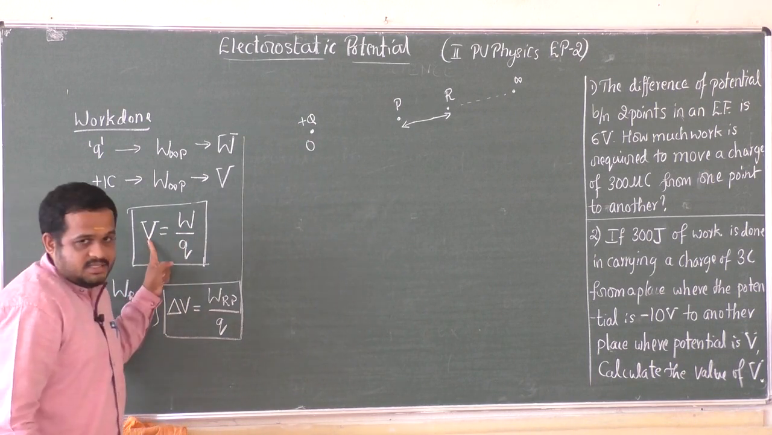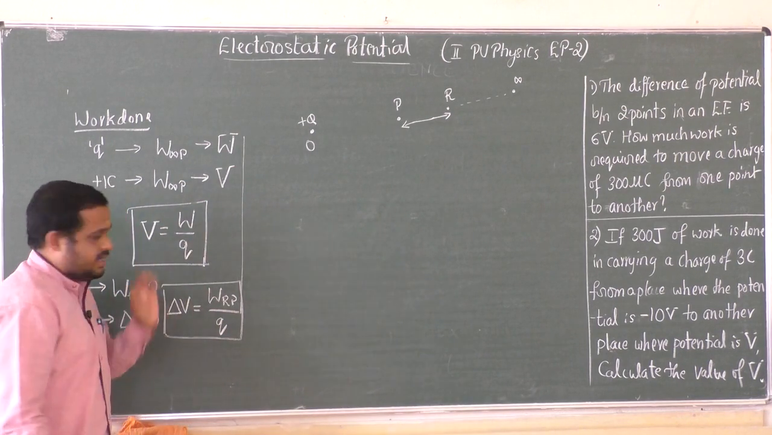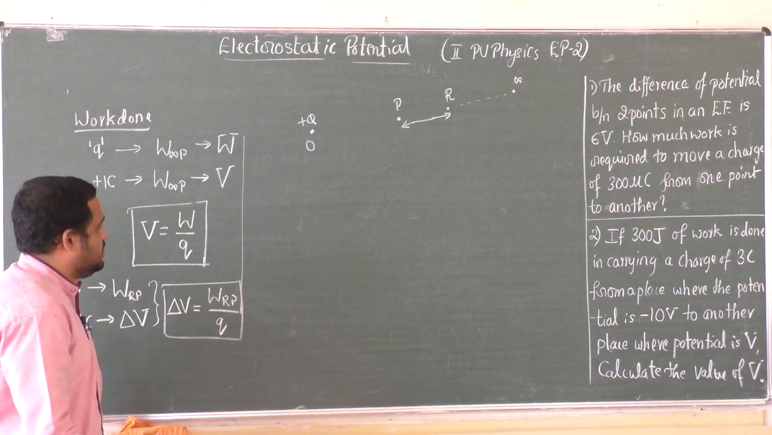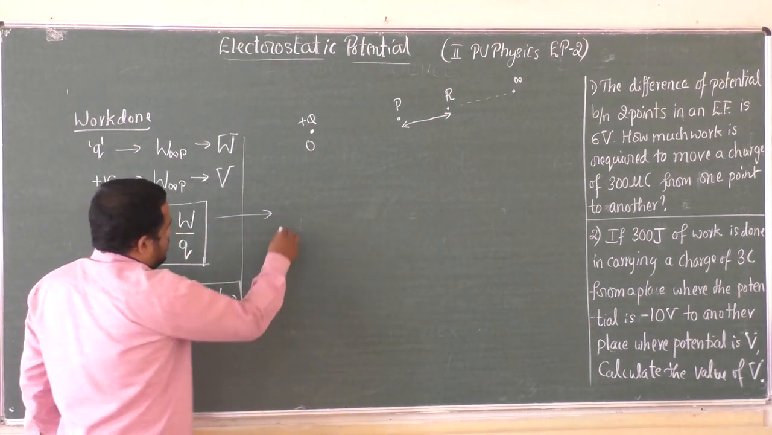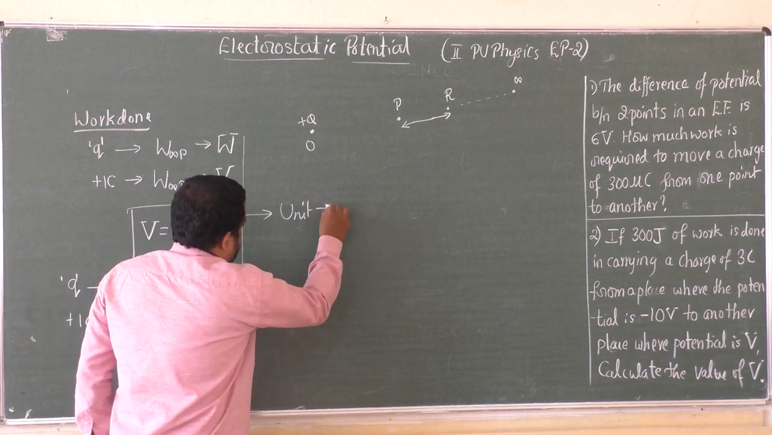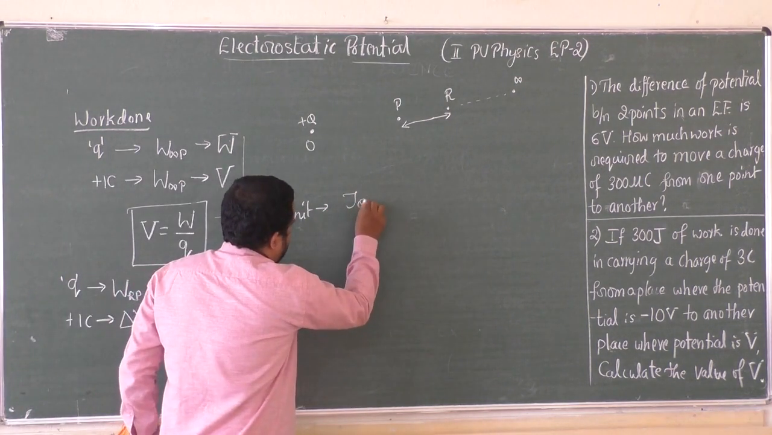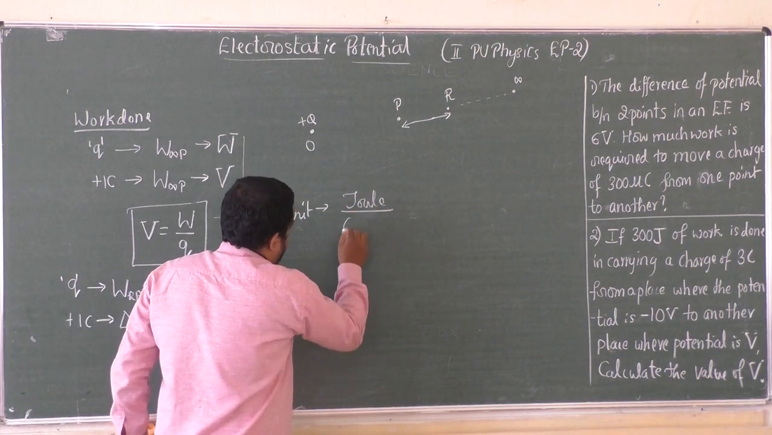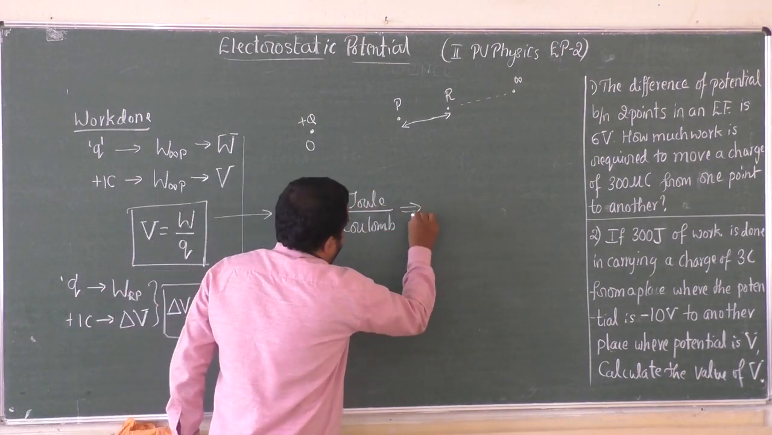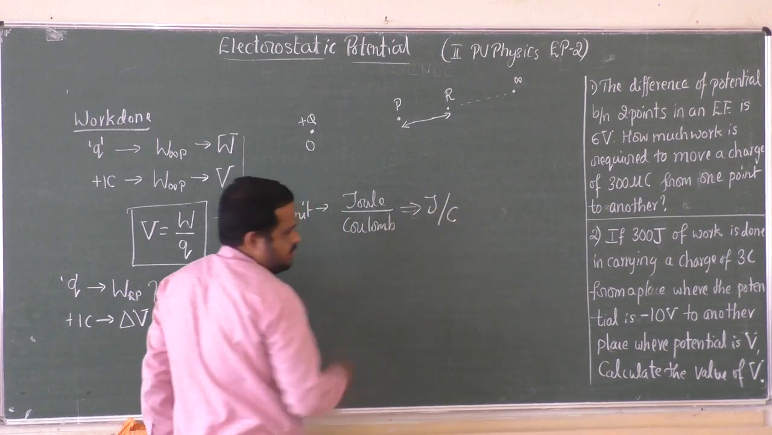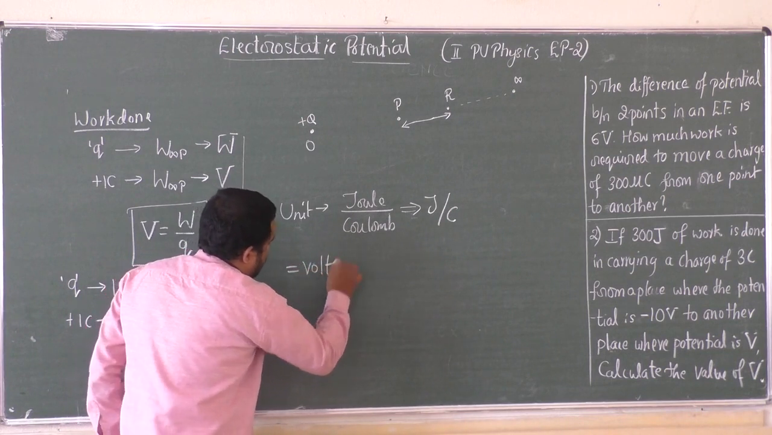Now this potential is a scalar quantity, which means it has only magnitude, and I mentioned the unit of this electrostatic potential in the previous class itself. If you consider this equation, for electrostatic potential or simply electric potential, work done is measured in joules per charge, that is the unit of charge is coulomb, so the unit is joule per coulomb, and this quantity is equivalent to volt.